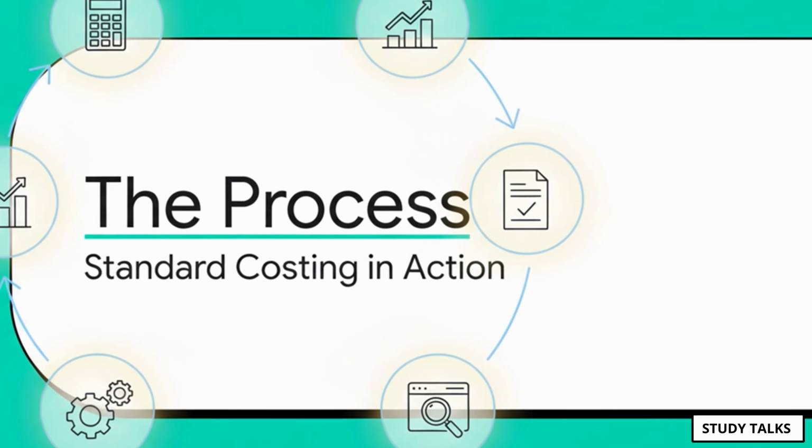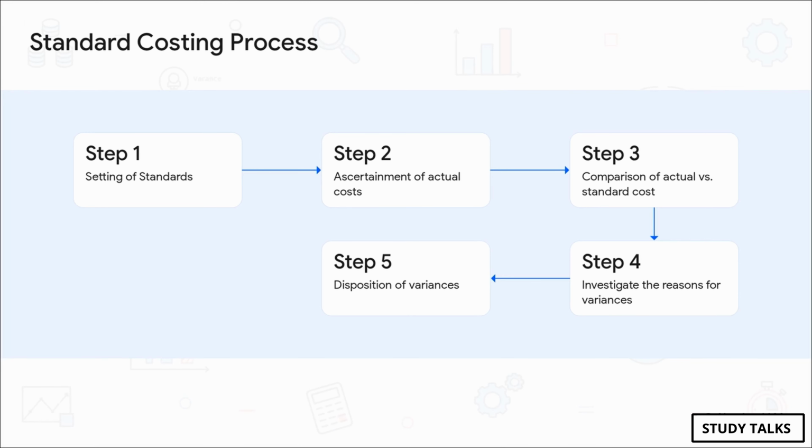What's the process? It's a really logical 5-step flow. Okay, step 1, no surprise, is actually setting the standards. Step 2, you collect all the data on what really happened, your actual costs. Step 3 is where the magic happens. You compare the actuals to the standards and calculate the variances.